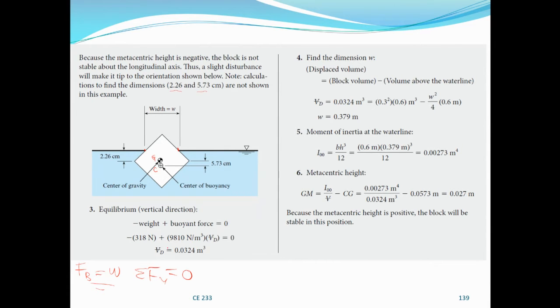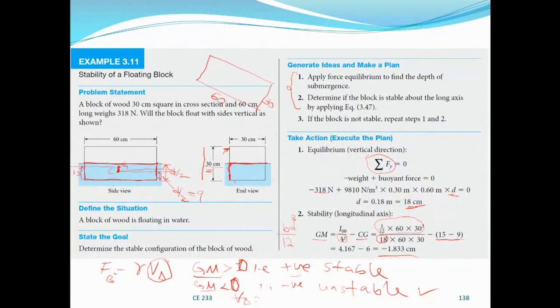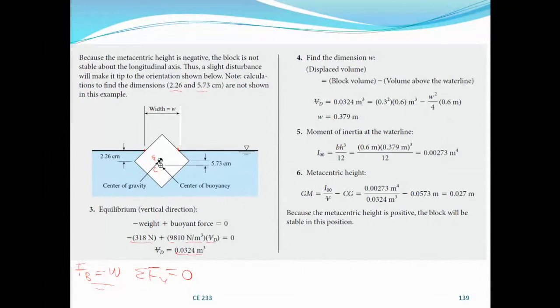So we still have the weight. This is the unit weight of water. This is the volume, the new volume now, which is different from the previous volume. Now to find W, the displaced volume is equal to the block volume minus the volume above the water line.